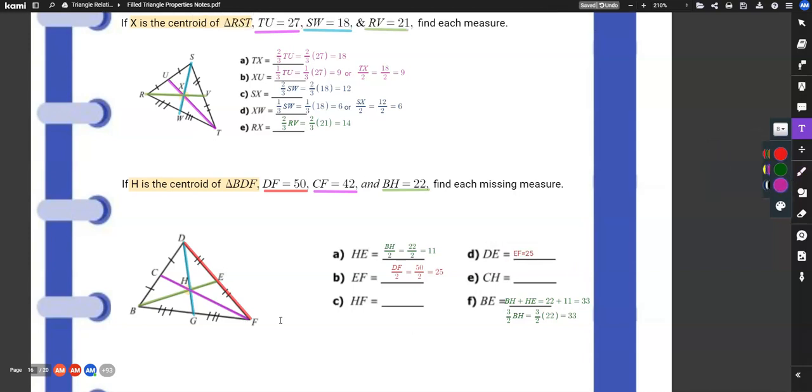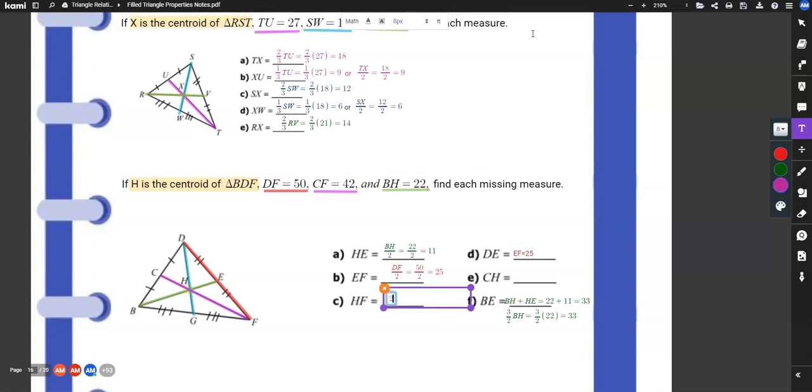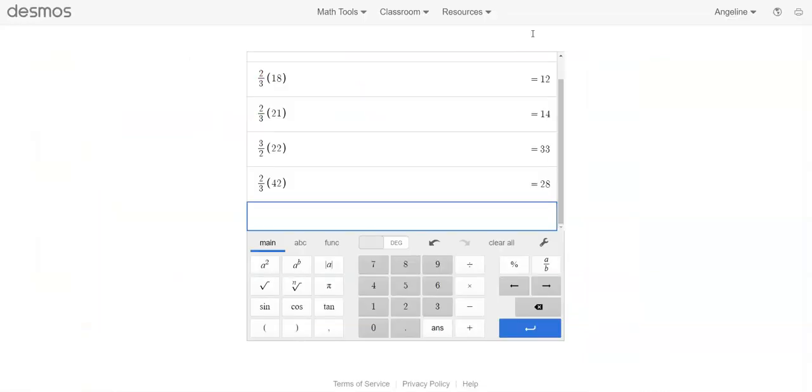HF is the larger portion of this median CF. CF is the full length. So we are going to say 2 over 3 times CF is going to be equal to HF. So it's going to be 2 over 3 times 42. And we get 28.